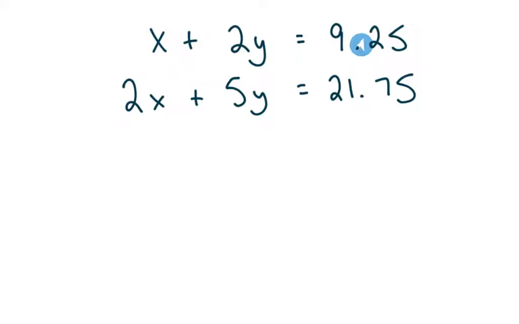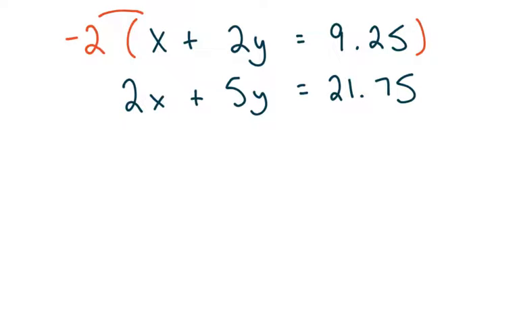So I'm going to manipulate this top one so that it cancels out with a 2. The thing that cancels out with a 2 would be a negative 2. So I'm going to multiply this whole equation by a negative 2. I'm going to do this one step at a time, so just watch me do this. It's almost like I'm distributing.